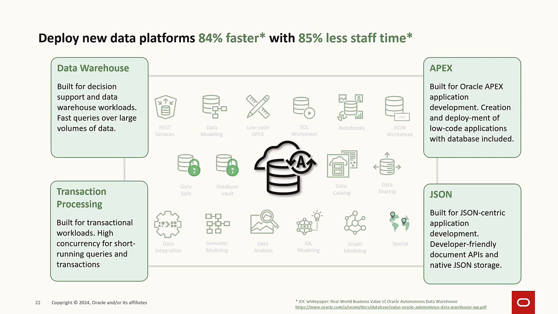The last one is JSON. This is built really exclusively for JSON-centric application development. It's going to be developer-friendly document APIs and native JSON storage. Something I would make sure everyone remembers is if you are using the autonomous JSON, a lot of the ways this database has been optimized for JSON workloads makes it a little bit less efficient for generic workloads. So if you have specifically JSON workloads, use the JSON database.